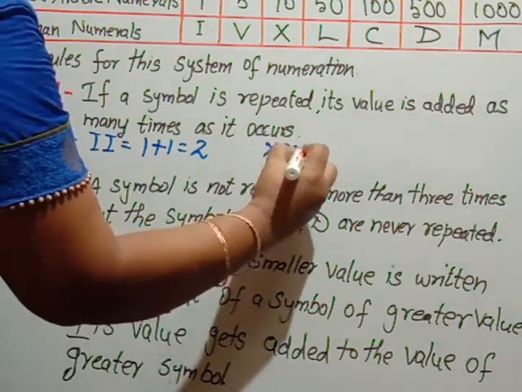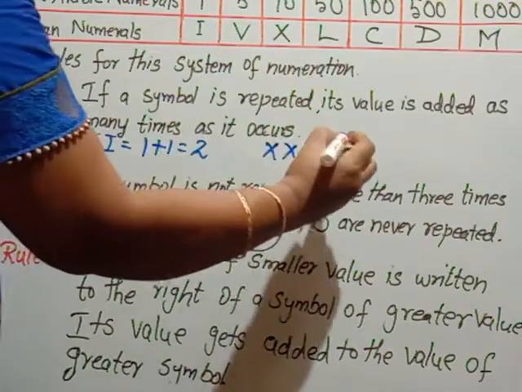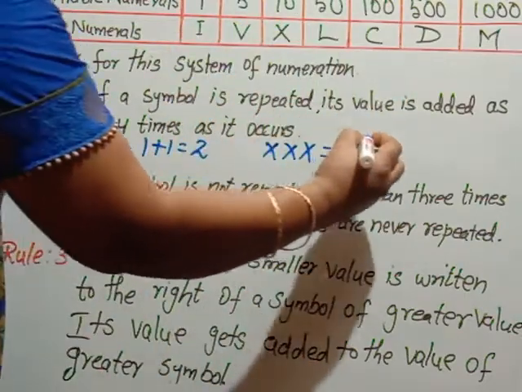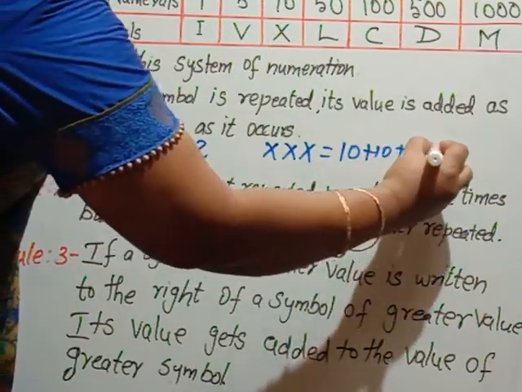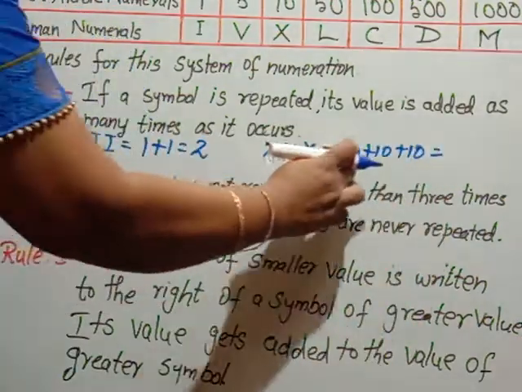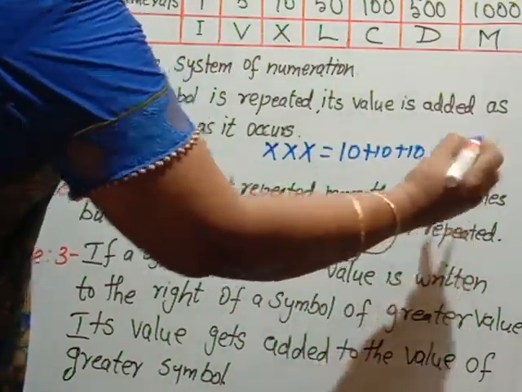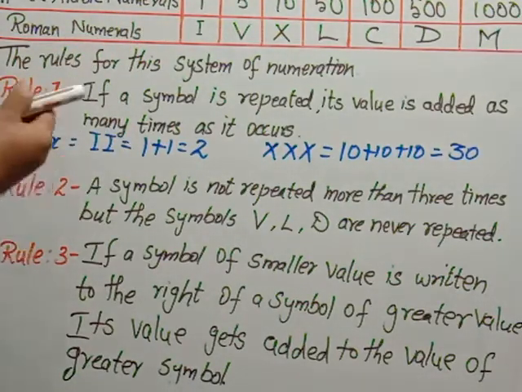Shall we do one more example? XXX. What is the value of X here in Hindu-Arabic numerals? 10. So, how many times does it occur? 3 times. So, we have to write the value 3 times and add that: 10 plus 10 plus 10 is equal to 30. Understood, children? Now, we'll move to rule 2.